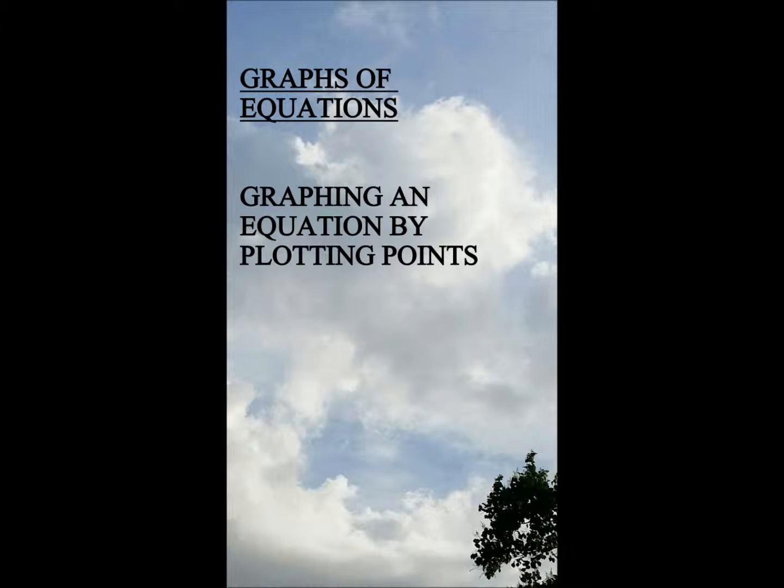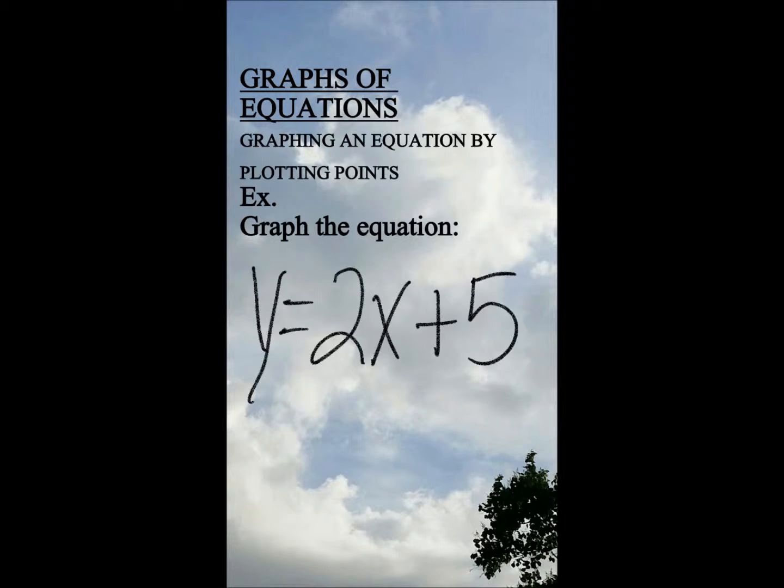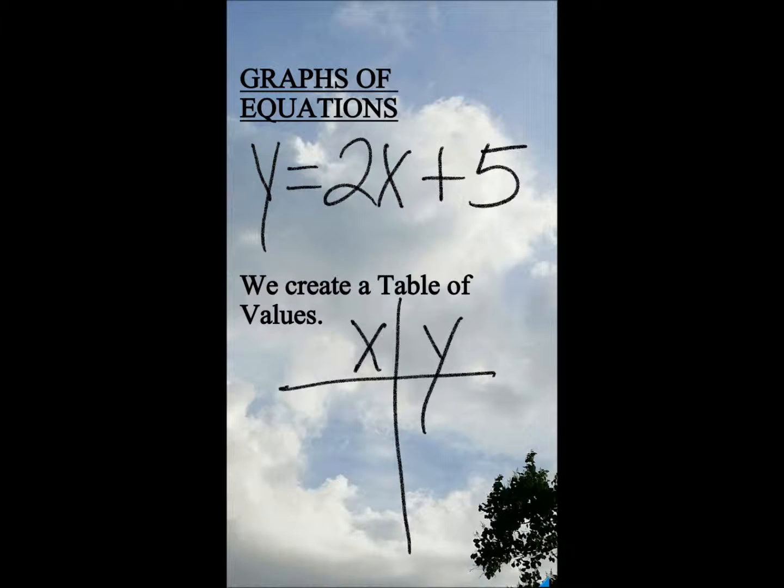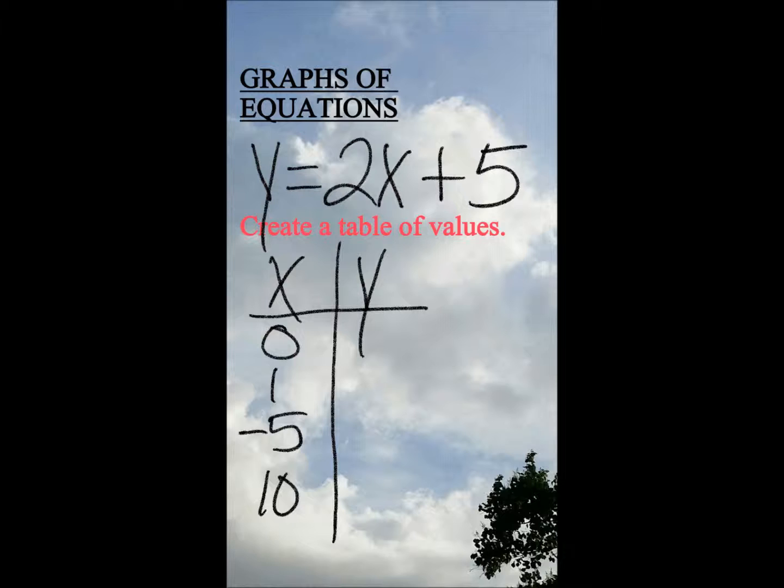Graph an equation by plotting points. We'll use, for an example, y equals 2x plus 5. To plot this, we want to find all points of x and y that satisfy the equation. We assign some numbers to x and find the corresponding values for y. We will create a table of values. We have x and y. We draw a line between and a line below. Now we'll just come up with some random numbers for x: 0, 1, negative 5, and 10.